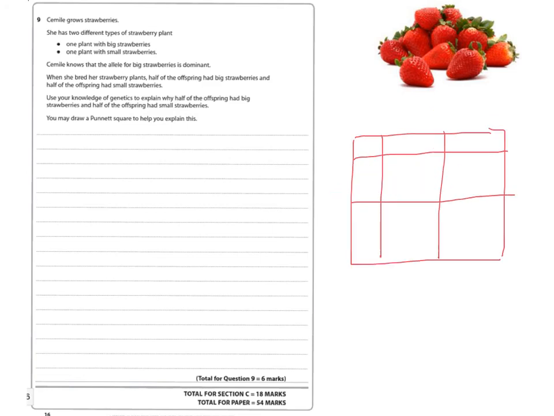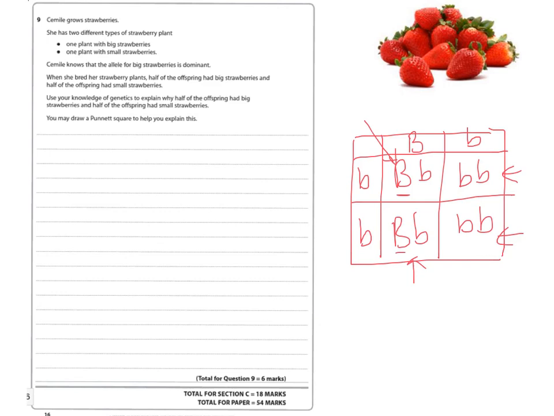So, to achieve our 50-50 chance of large or small strawberries, we have to have something that looks a bit like this. The combinations will be big B for big strawberries, little b for little strawberries. And we can see once again there's a 50-50 chance that we'll get big strawberries, because if big B is present as a gene, then the strawberries will be large, but only if big B is present.